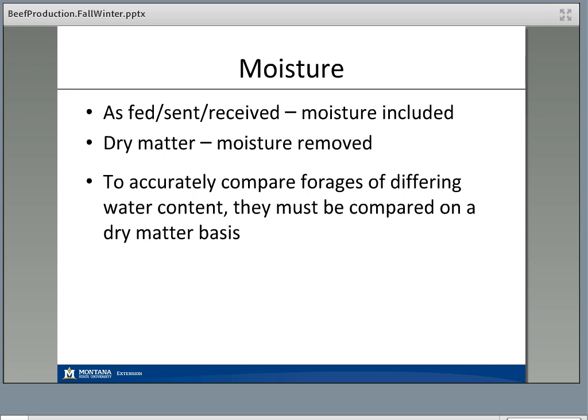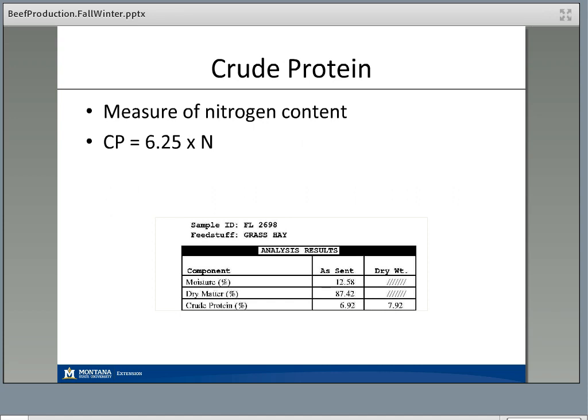Next is crude protein. As you can see here, we have now started to fill in the dry weight or dry matter column of our analysis results. And so crude protein is simply a measure of nitrogen content. So in the laboratory, we would measure the amount of nitrogen in a sample, and then we multiply that by a constant of 6.25 to yield crude protein. So we can see we have about 8% crude protein on a dry matter basis in this particular grass hay.